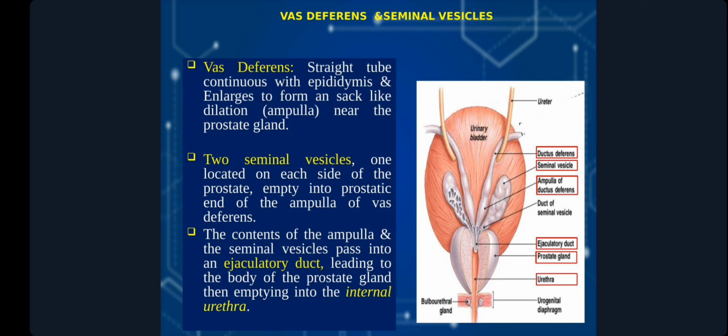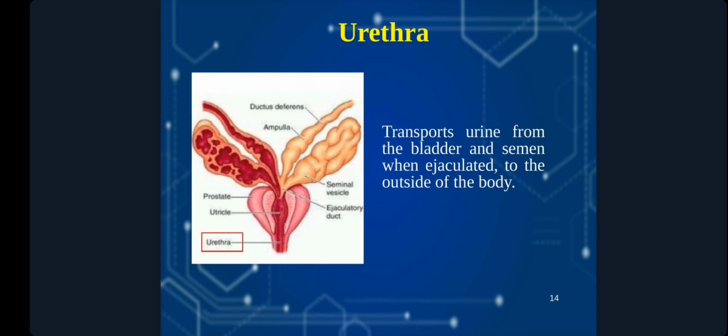Two seminal vesicles, which are considered accessory glands, empty into the vasa deferens in this part, in the ampulla of vasa deferens. The ampulla of vasa deferens and the seminal vesicle pass into the ejaculatory duct, leading to the body of the prostate gland and then empty into the internal urethra. Urethra transports urine from the bladder and semen when ejaculated to the outside of the body.